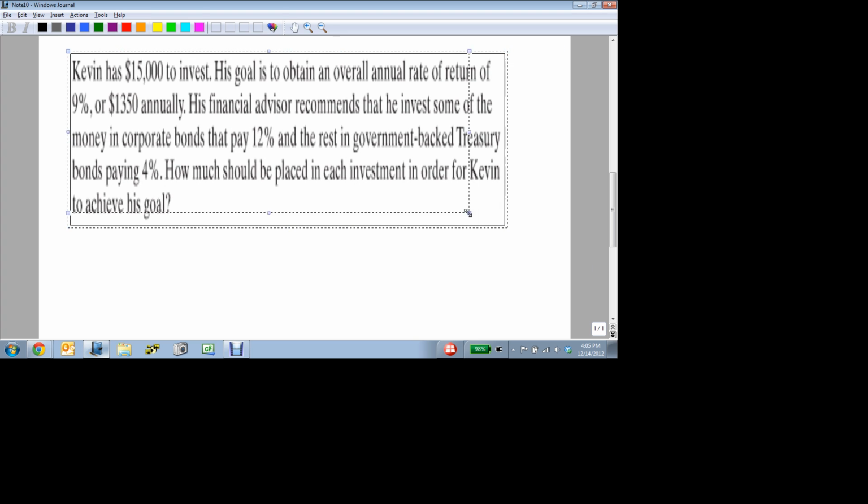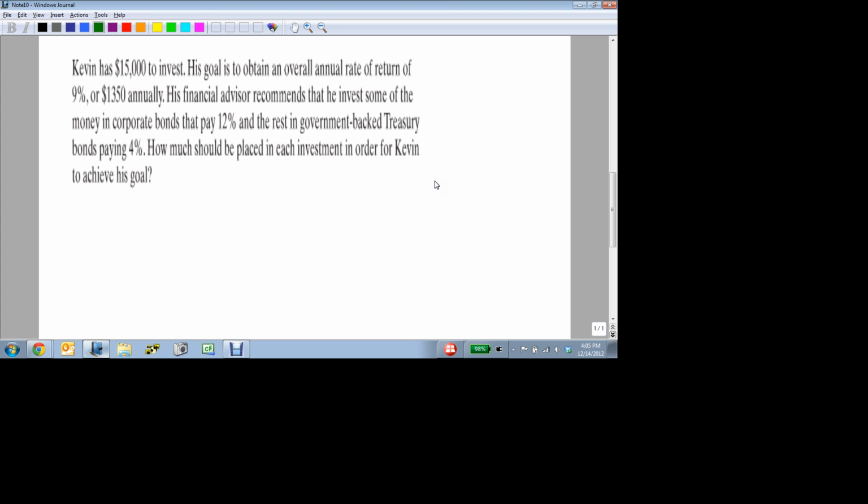Suppose that Kevin has $15,000 to invest. He got an inheritance from his grandfather, and he doesn't want to spend that. He wants to save it, but he wants to make sure that he gets an annual rate of return of 9%, or $1,350 annually. His financial advisor recommends that he invest some of the money in corporate bonds that pay 12%, and the rest in government-backed treasury bonds paying 4%. How much should be placed in each investment in order for Kevin to achieve his goal?